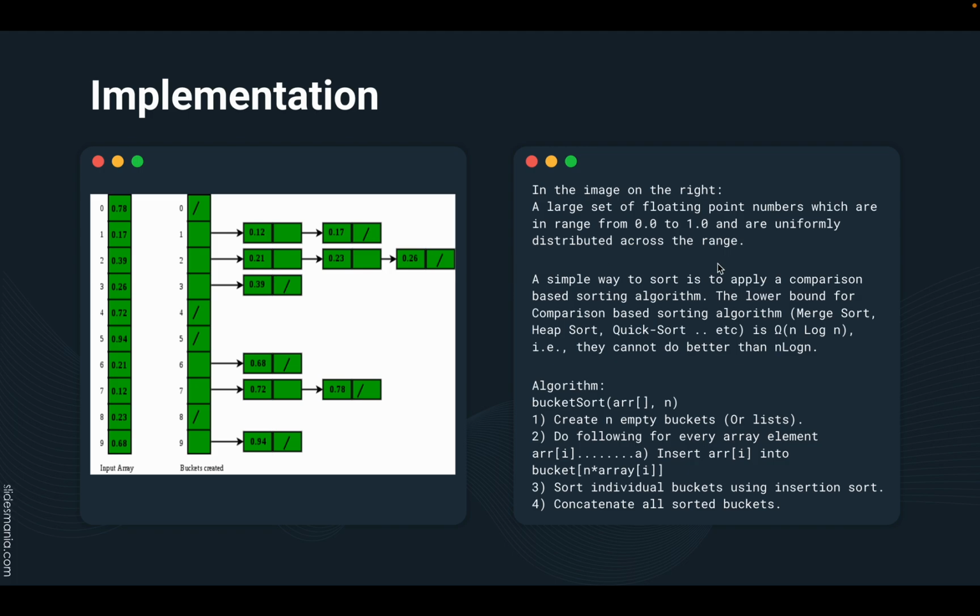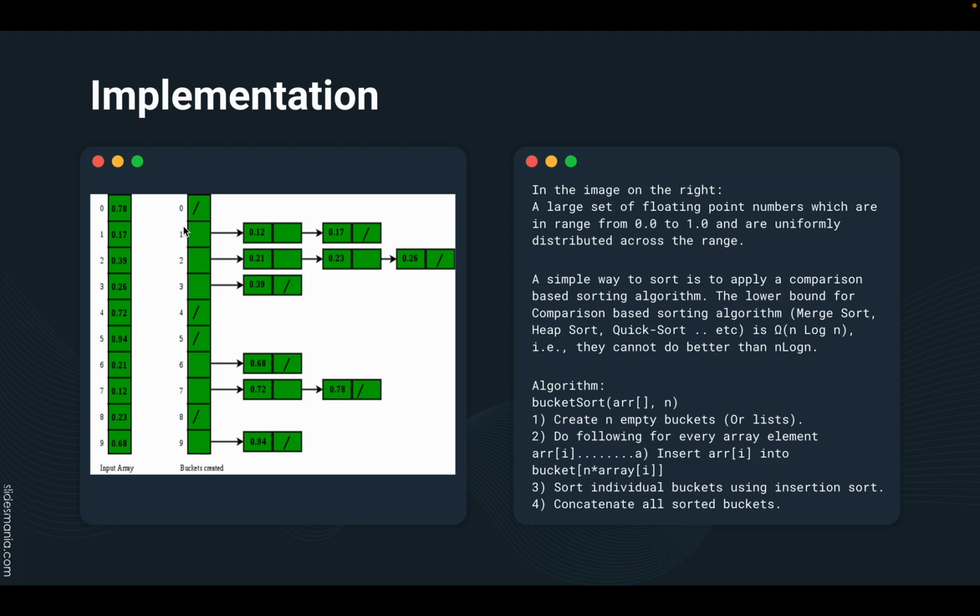A simpler way to sort is to apply a comparison-based sorting algorithm. The lower bound for comparison-based sorting algorithms like merge sort, heap sort, and quick sort is Omega(n log n), and they cannot do better than n log n in terms of time. So this is what our algorithm would look like. We create a bucket sort array, create n empty buckets or lists, and do the following for every array element: for i from 0 to n, insert arr[i] into bucket[n * arr[i]]. Then sort individual buckets using insertion sort, and concatenate all the sorted buckets.